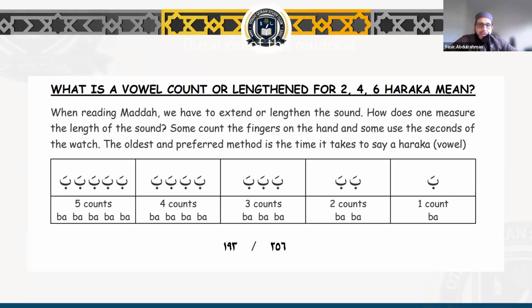And that's applicable for fatha, dhamma, and kasra. So ba, bu, bi, same timing. Ba, bu, bi, same time.